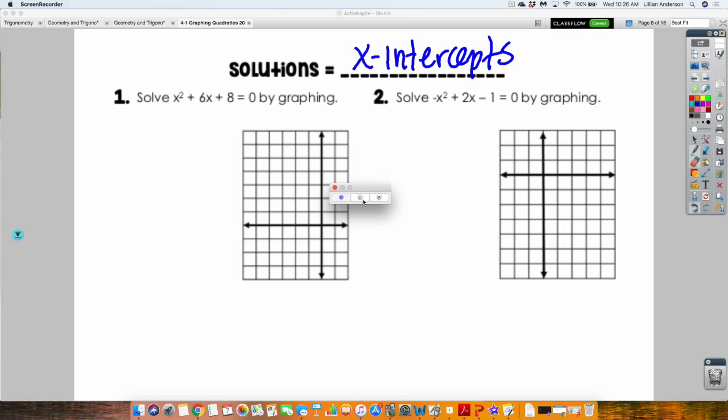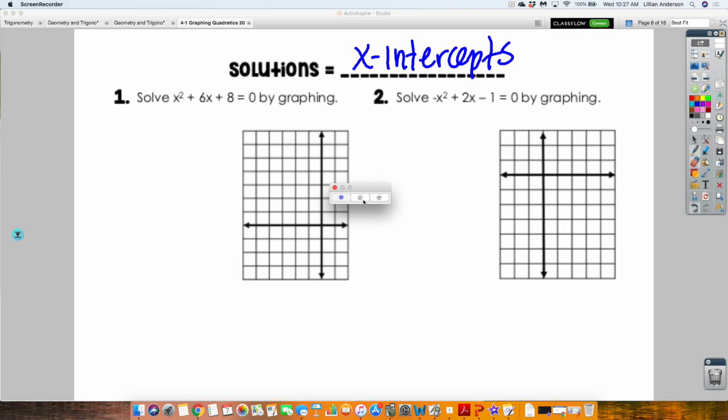So your solutions are where the graph crossed the x-axis. Where do they cross the x-axis? So x equals -4, x equals -2. Those are your solutions to that quadratic. So once you graph, your answer, because it did ask you to solve, is x equals -4, x equals -2. So wherever the graph crosses the x-axis. Okay? That's how you solve by graphing. All right?